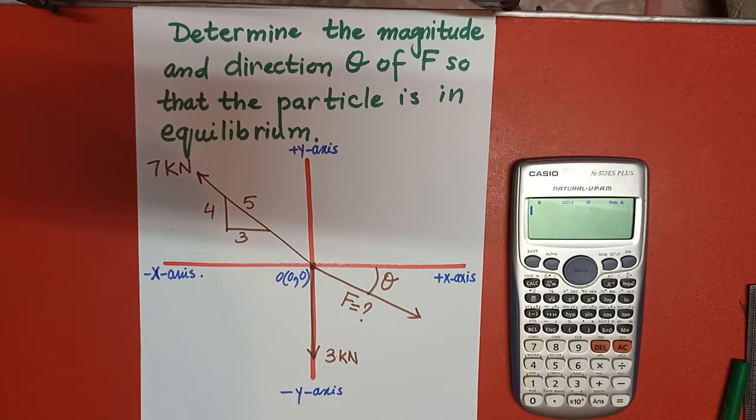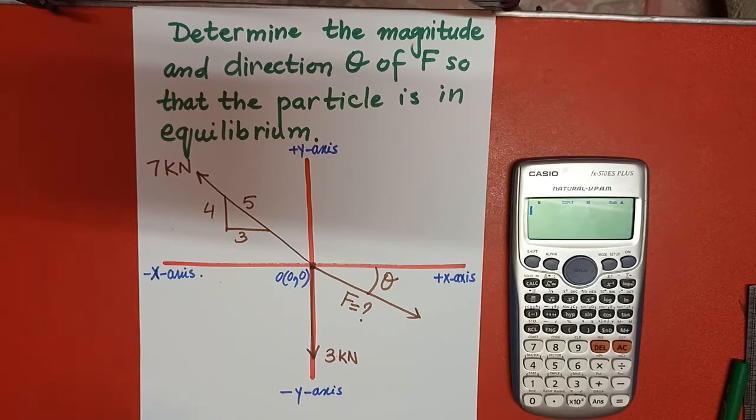We are going to discuss the numerical on the parallelogram method. We are going to break the forces into their components, and then we will take the condition that the particle is in equilibrium. If the particle is in equilibrium, the summation of Fx is equal to 0, and the summation of all the forces on the y-axis should also be equal to 0. So we will take these equations and solve this numerical.